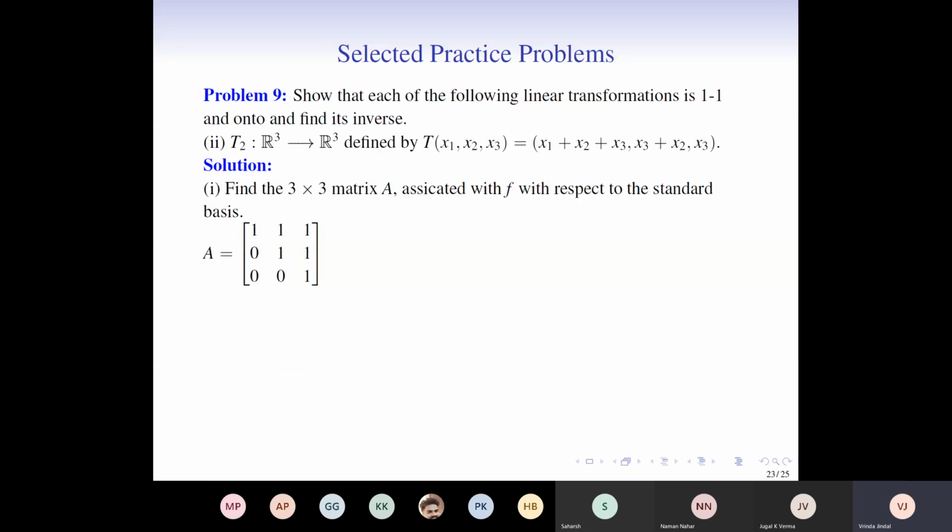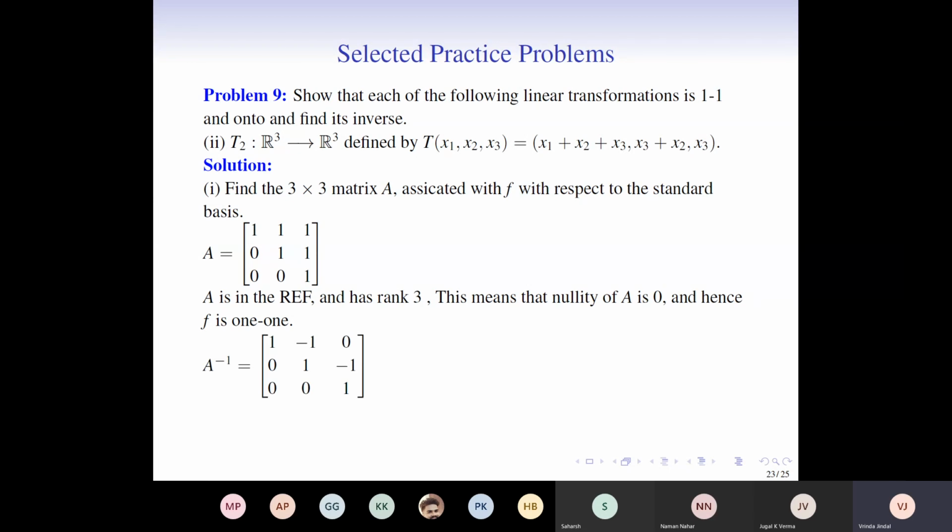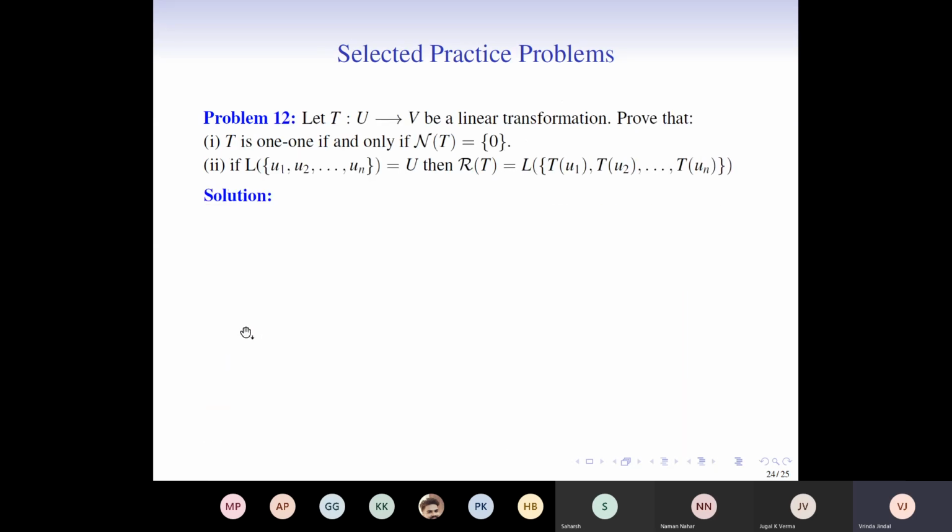So this was problem 9 part 2. It is similar to the problem that we had discussed. We just need to find A, then its inverse, and use the theorem proved in class to say that f is 1-1. Now problem number 12.